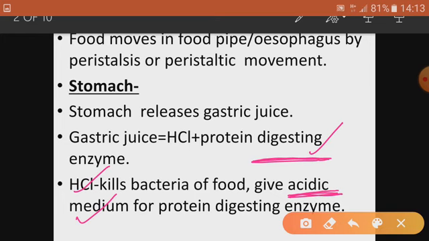enzymes, because till now you know that the carbohydrate portion of the food is digested 30% in the mouth itself. If you chew your food properly, then it is said that at least 30% of carbohydrate digestion will be completed in the mouth itself. Rest of the digestion will be done in the stomach and small intestine.